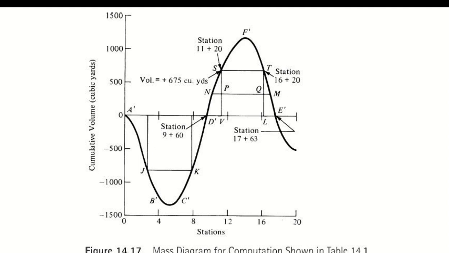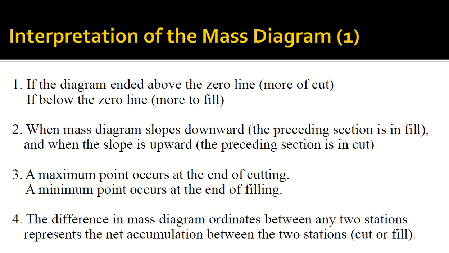Because when the fill was increasing, we were going down. So the negative point shows the end of more fill quantities. After that it will go in the other direction. Same thing for the maximum point. The maximum shows that this is the end of having more cut quantities. After that the slope will start to go down, right? So they are basically showing you the change in the trend of the diagram.